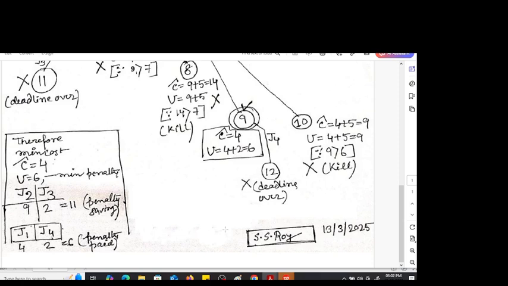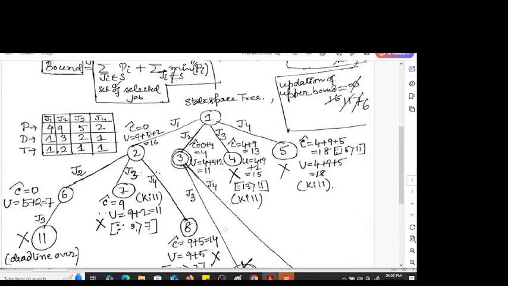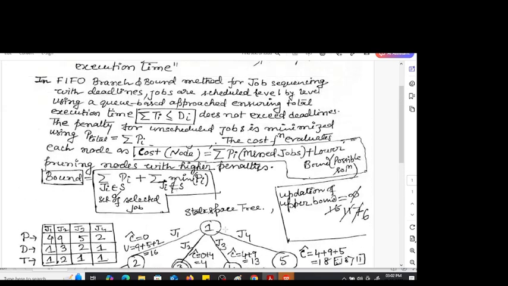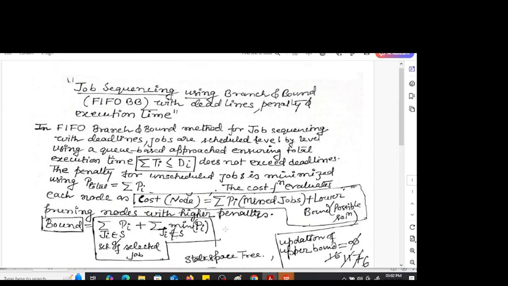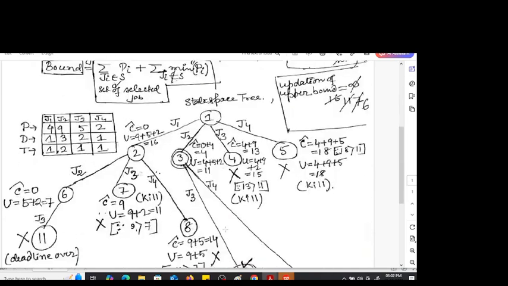So this is the final outcome of this branch and bound method, solving the job selection or job sequencing problem using the branch and bound method with deadlines and penalties.